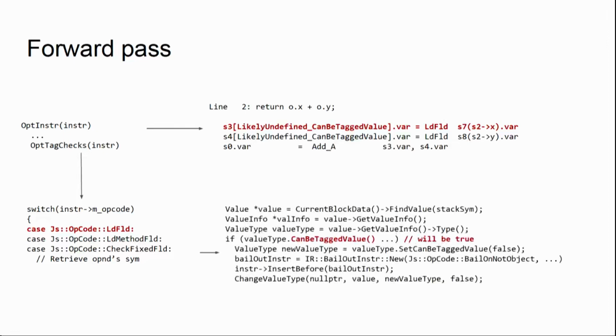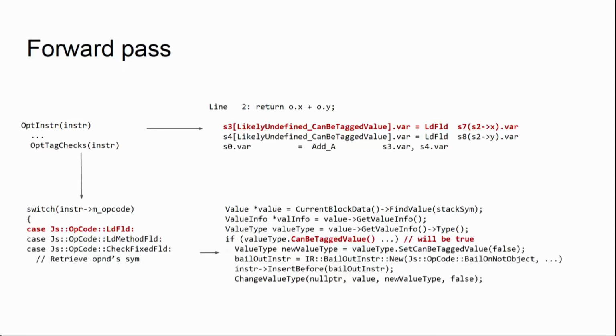Now if you look at the code, you can see that it will do some stuff on the right. The first thing, it just retrieves the value information that you have for that block, for that particular thing. And then we have an if statement, which is if valueType.CanBeTaggedValue. And at this point, this will actually return true.